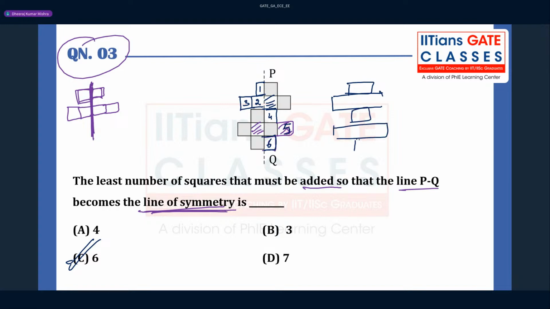Again there will be like this. So if you draw one line, we have a line of symmetry. Symmetry is one of the very important concepts. So in this question you have to exploit the symmetry, and accordingly you have to add the number of squares. So that should be the least one.